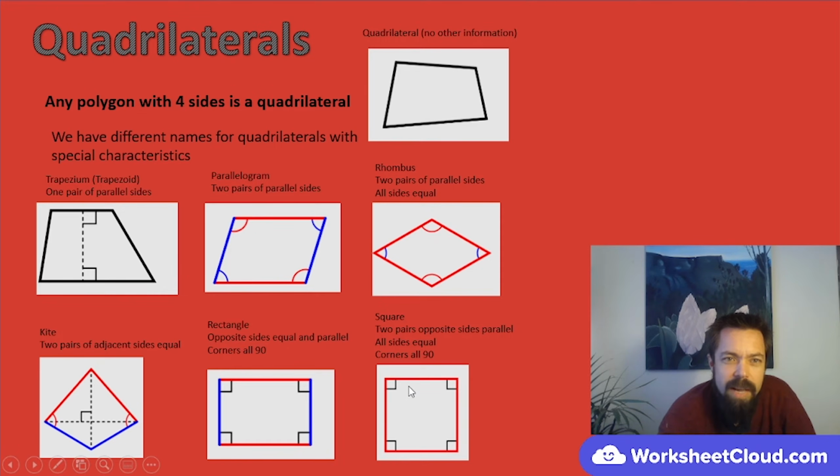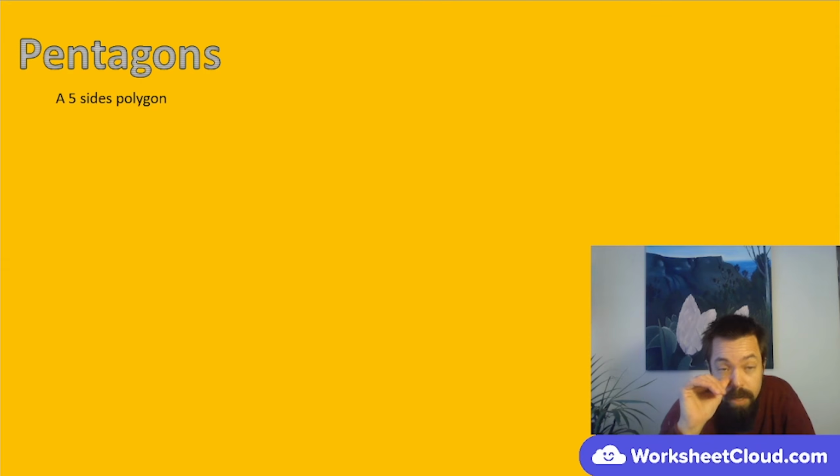That is the quadrilaterals. You will do quite a lot of work with quadrilaterals as you go through primary school. Pentagons. Pentagons have 5 sides. That's the rule. Now we get 2 types of pentagon.